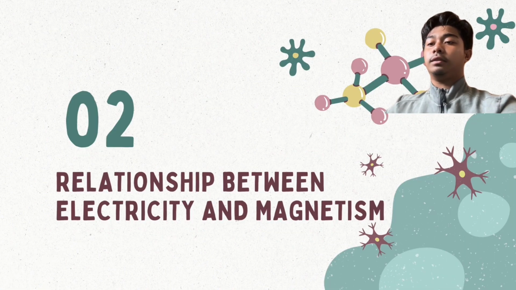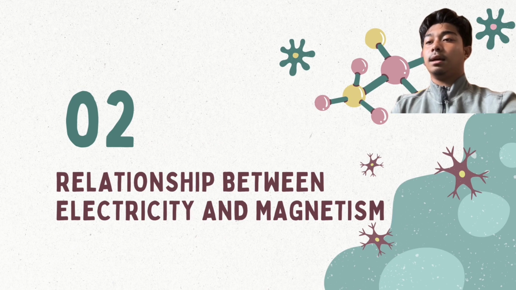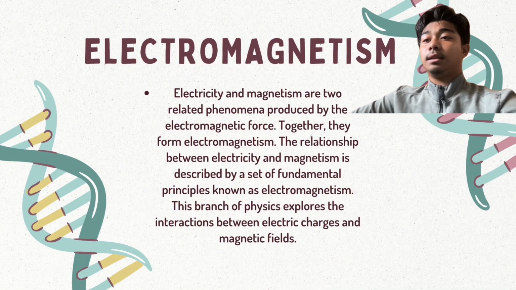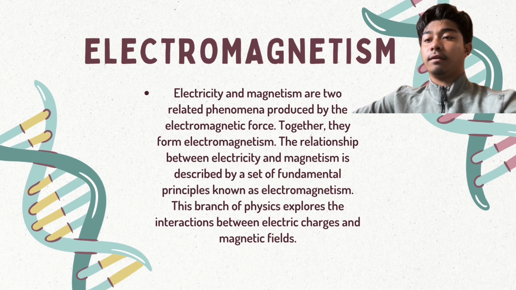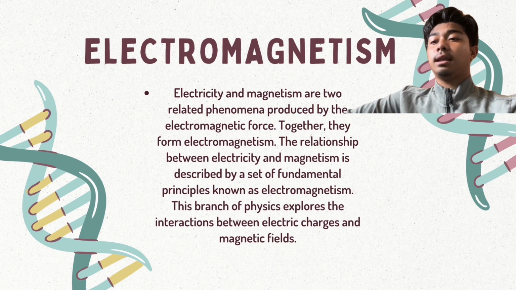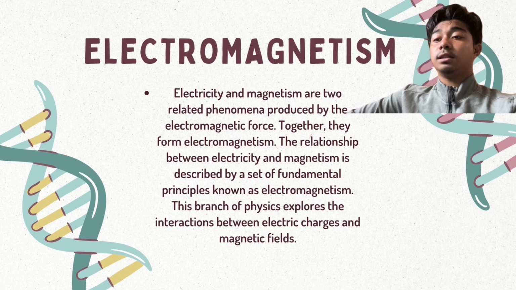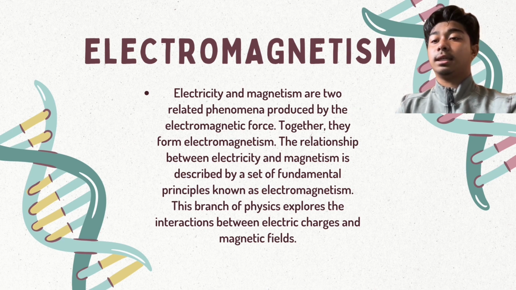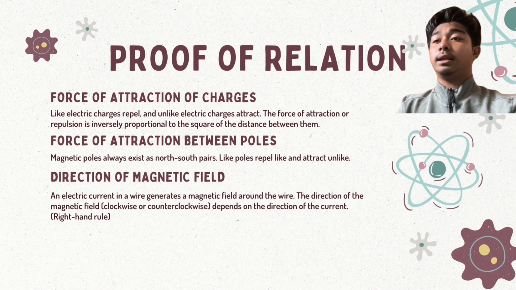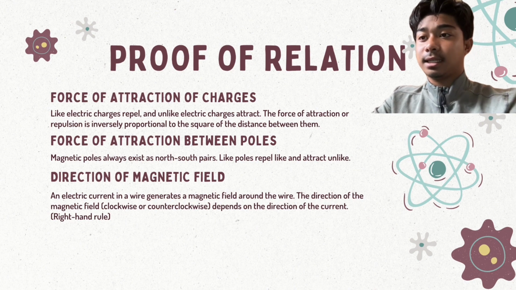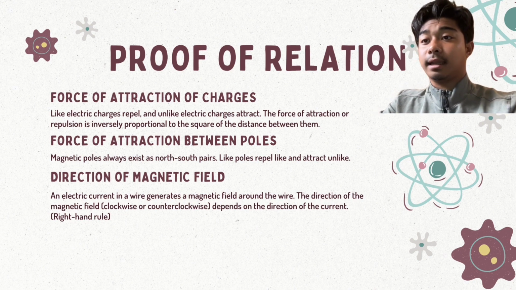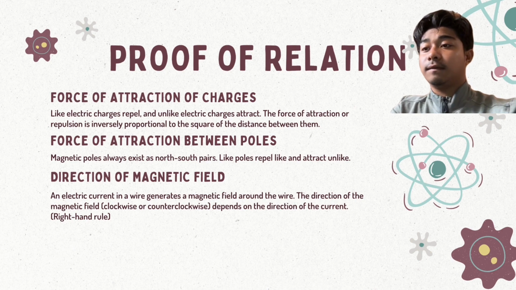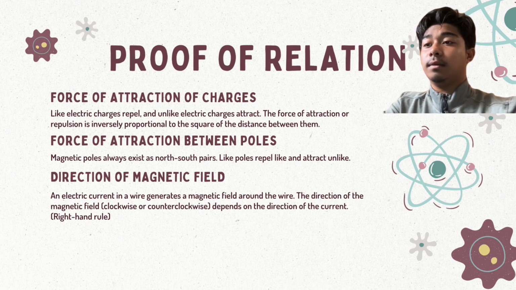Next, the relationship between electricity and magnetism. Electricity and magnetism are 2 related phenomena produced by the electromagnetic force. Together, they form electromagnetism. The relationship between electricity and magnetism is described by a set of fundamental principles known as electromagnetism. This branch of physics explores the interaction between electric charges and magnetic fields. How are they related? The proof of relation comes from the force of attraction of charges. Like electric charges repel, and unlike electric charges attract. The force of attraction or repulsion is inversely proportional to the square of the distance between them.